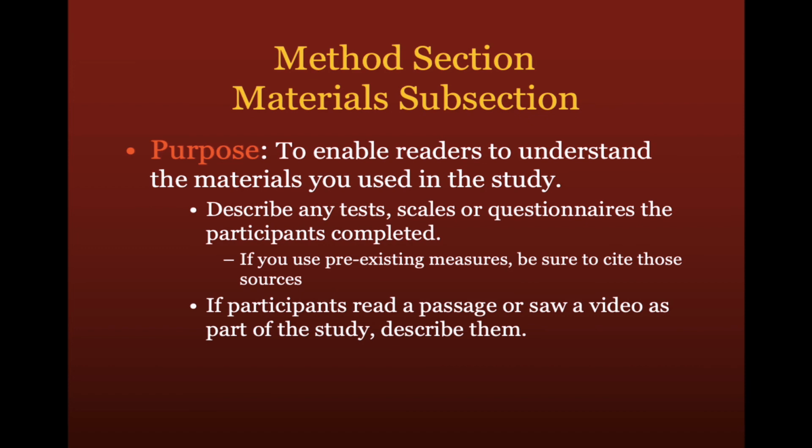The materials section, this is just providing the reader with the different materials that participants were exposed to in the study. So if you gave them a test or a questionnaire or a survey, you want to provide information about the different components of that test, scale, questionnaire, survey. And if you use pre-existing measures or a pre-existing survey, you want to make sure you cite where you got that survey from. So you want to cite that source.